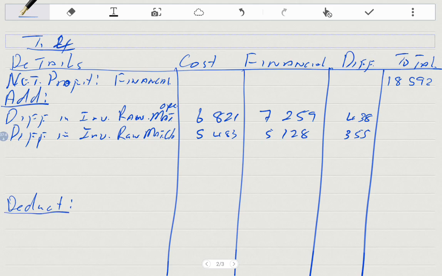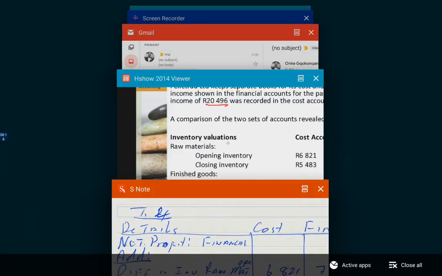So you need another column there to do your deduction. So you've got your opening inventory of finished goods, 14,491 and 14,105, the difference is 386. We're going to deduct that. I hope then that's making sense.